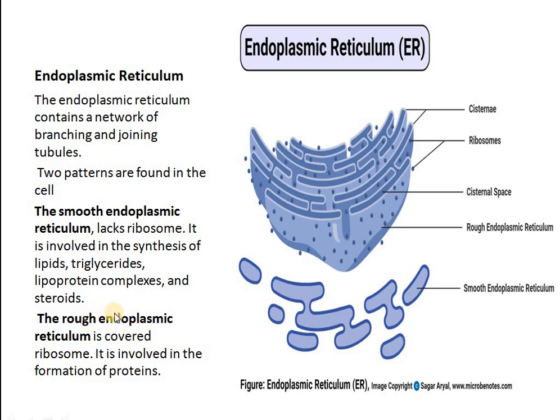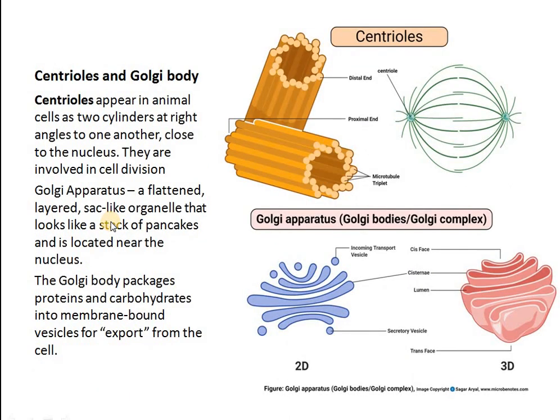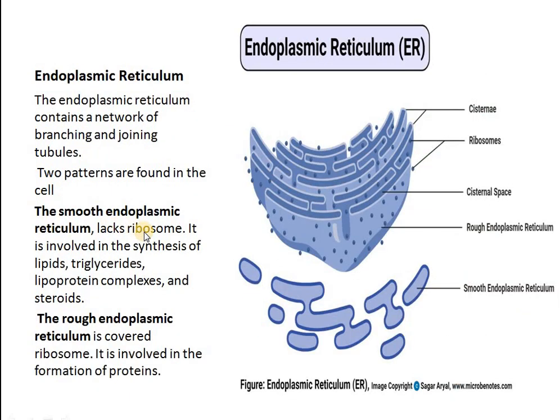Rough contains ribosomes. Remember it by the letter R. The rough endoplasmic reticulum contains ribosomes, and we just read that ribosomes are involved in the formation of proteins. So the function of rough endoplasmic reticulum would also be the formation of proteins. What about smooth endoplasmic reticulum? This lacks ribosomes and it is involved in the formation of lipids.